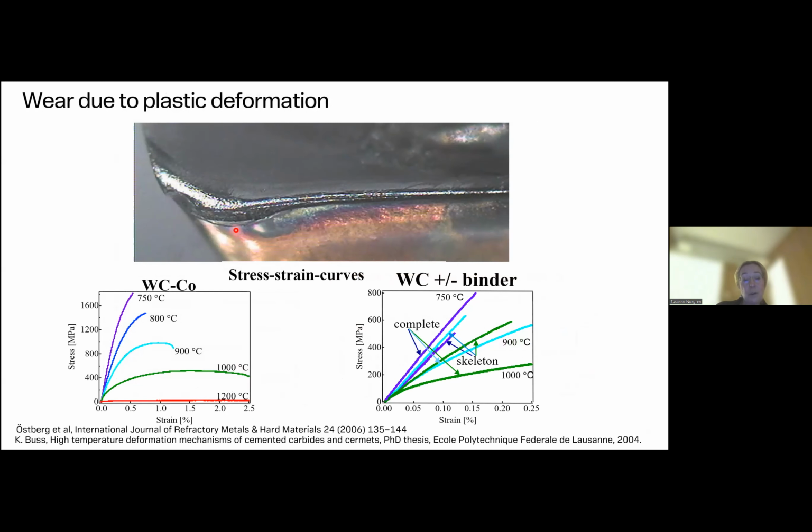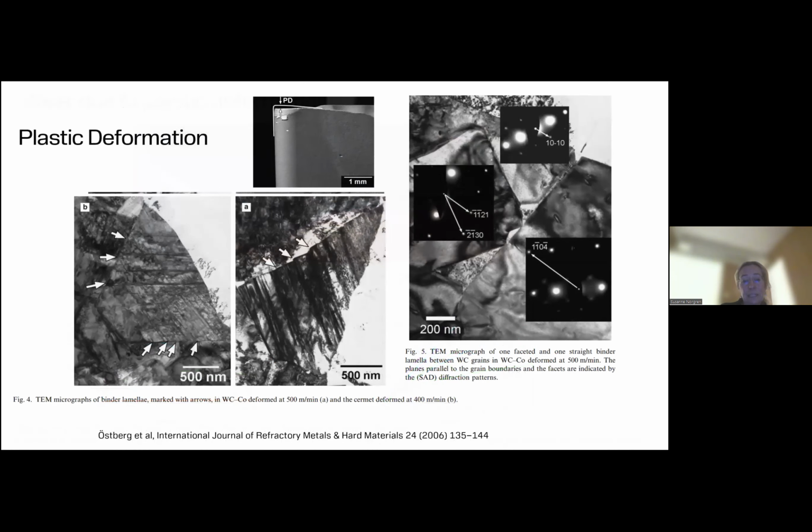When we use our materials in turning, for instance, we can get plastic deformation, as you see here, where this edge of this insert has turned down during turning because it can't last the heat any longer. And here is just an illustration of the stress strain curves in this case. If we look into the material, we have heavy plastic deformation of the tungsten carbide grains with slip bands and two different activated slip systems. We also see the formation of low energy boundaries where the tungsten carbide grains are in contact.